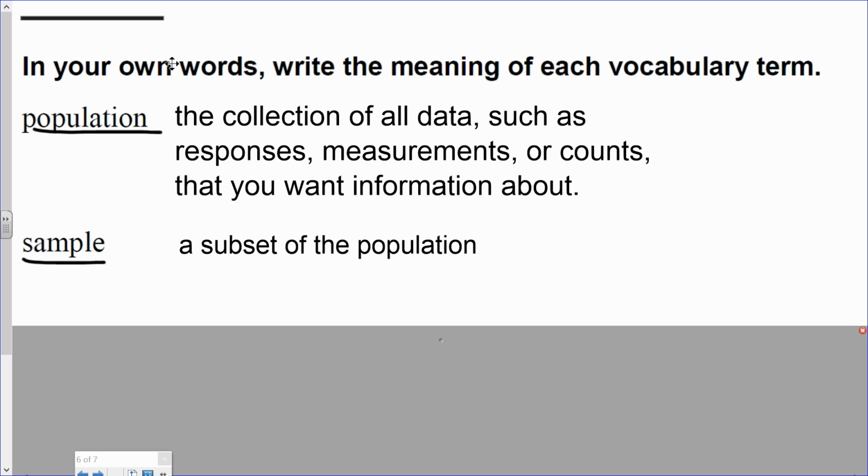A subset of the population. So in my example, what was my subset of you guys? I took a section of you guys. What was that subset? The 10 students. So the sample of 10 students was my subset. That was my sample. I randomly selected 10 of you. That was a sample. Next word.